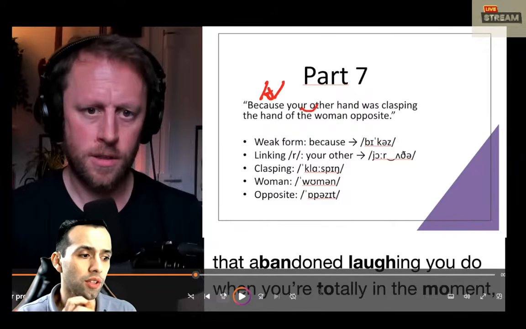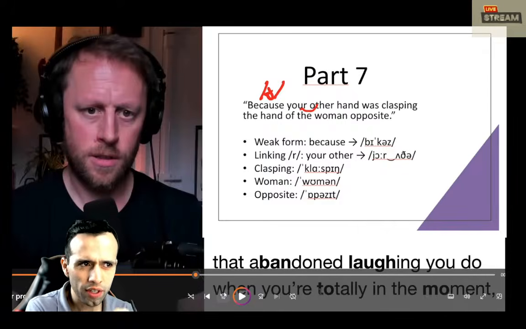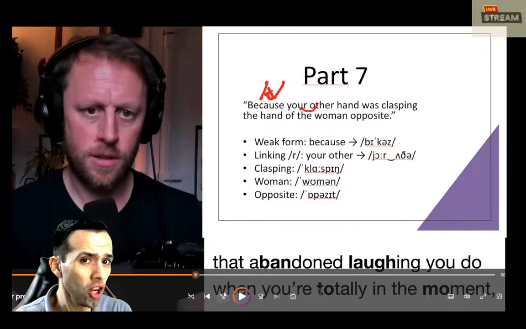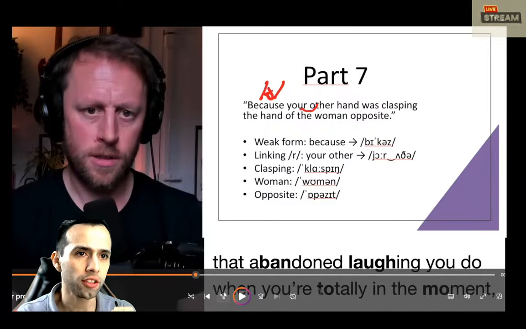It's an R sound, not as strong as at the beginning of a word, as in, for example, "red". This is more like "your other hand".